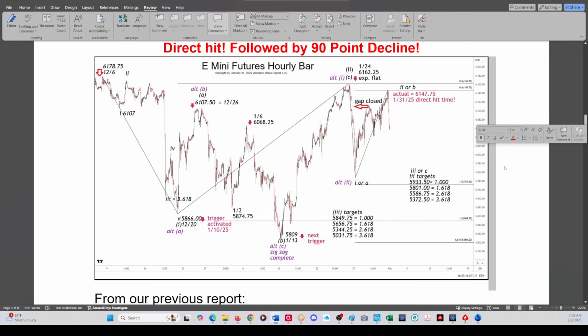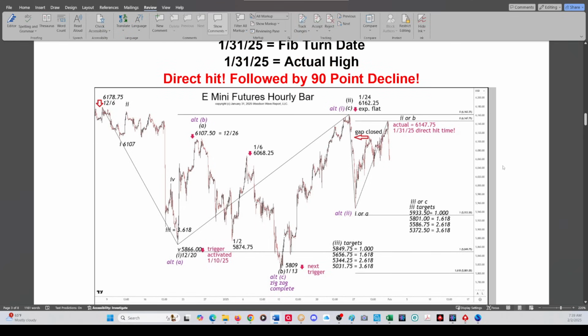All right, so we've got two or three different degrees of trend working here. Again, the alternate count is in purple.